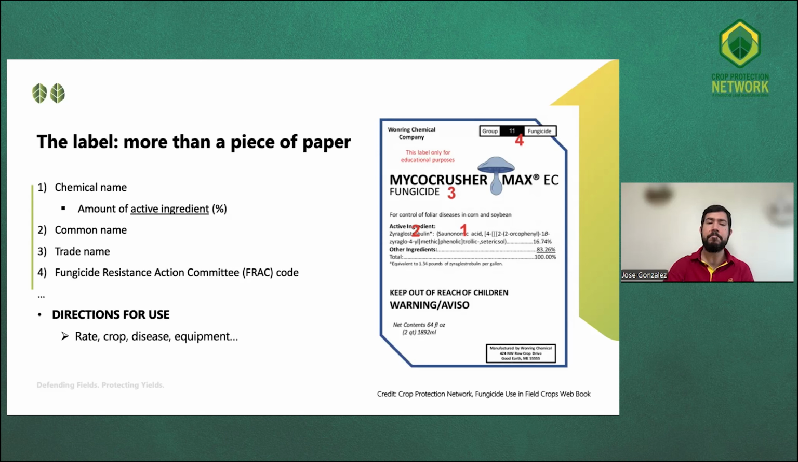If we keep digging into the label, we will find a section that is called directions for use, which is very important because that's where you will find the recommended rate of the product to use, depending on the crop that you're using, the disease that you're targeting, and the equipment that you're planning to apply the product with.